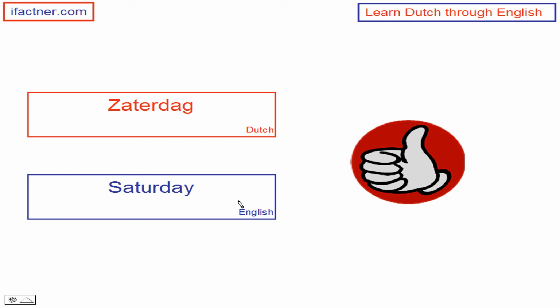Saturday and Sunday are usually holidays in the Netherlands. Saturday. Zaterdag. Z-A-T-E-R. Zater. D-A-G. Dag. Zaterdag.